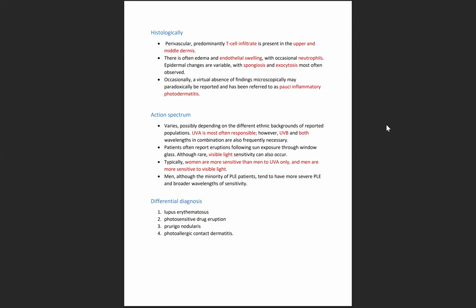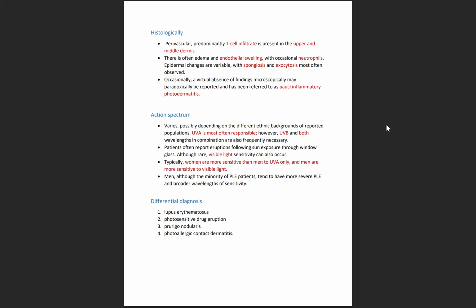نرجع للhistology. يكون perivascular predominantly T lymphocyte infiltrate is present in the upper and middle dermis. There is often edema and endothelial swelling with occasional neutrophils. Epidermal changes are variable, with spongiosis and exocytosis most often observed. Occasionally, a virtual absence of findings microscopically may paradoxically be reported and has been referred to as post-inflammatory photodermatitis.